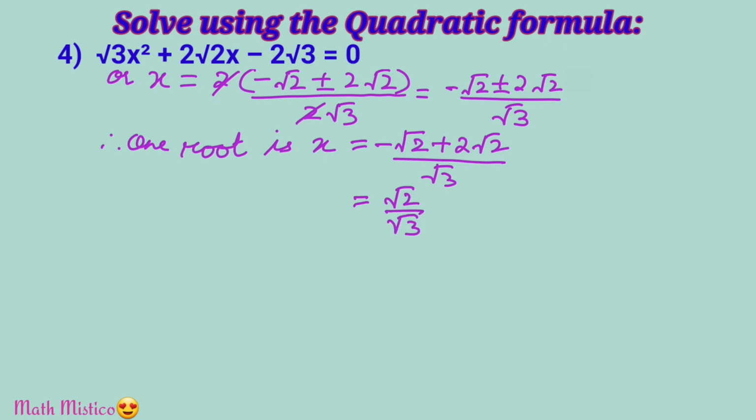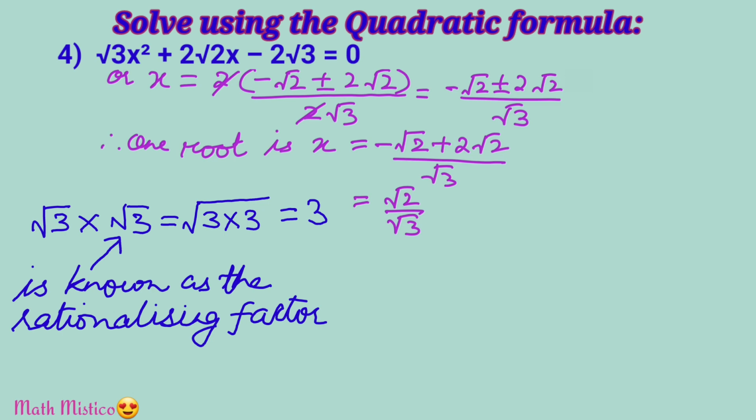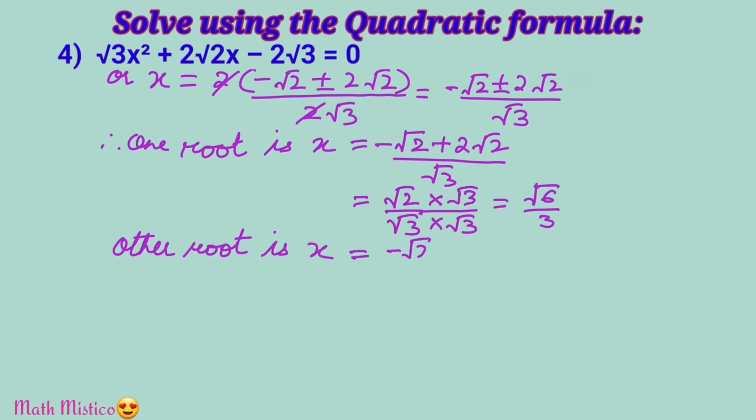Note that whenever the answer contains a root in the denominator, we rationalize it. Means we multiply both numerator and denominator by a number which will make the denominator a rational number. Root 3 into root 3 is equal to 3. So root 3 is the rationalizing factor of root 3. So multiplying, we get x equal to root 2 into root 3 upon root 3 into root 3, which is equal to square root of 6 upon 3. The other root is x equal to minus root 2 minus 2 root 2 upon root 3. Minus 1 minus 2 is minus 3. So we have minus 3 root 2 upon root 3.